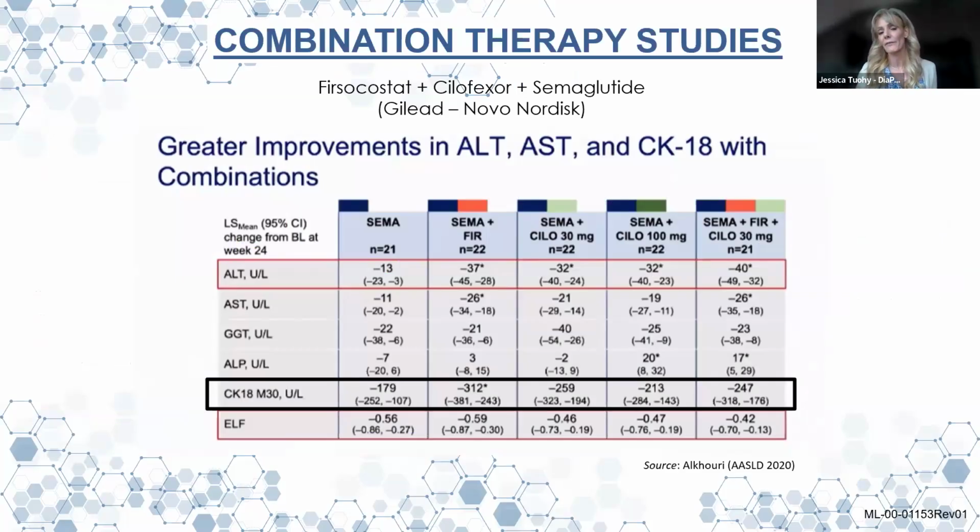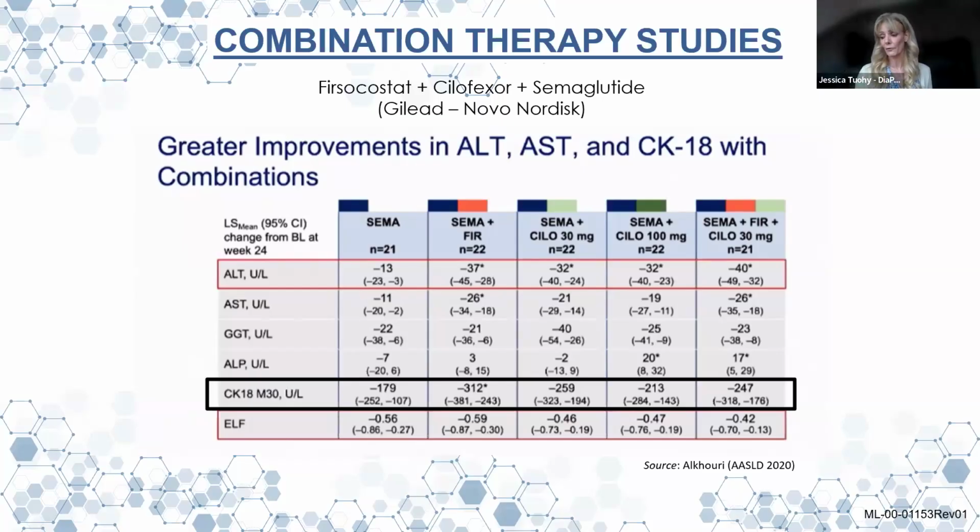Again, these are three drugs with very different mechanisms of action. And I thought that it was important to include these data because, one, I believe that there will be more combination trials in the future. Again, MASH is a multifactorial disease that may require more than one drug for treatment.